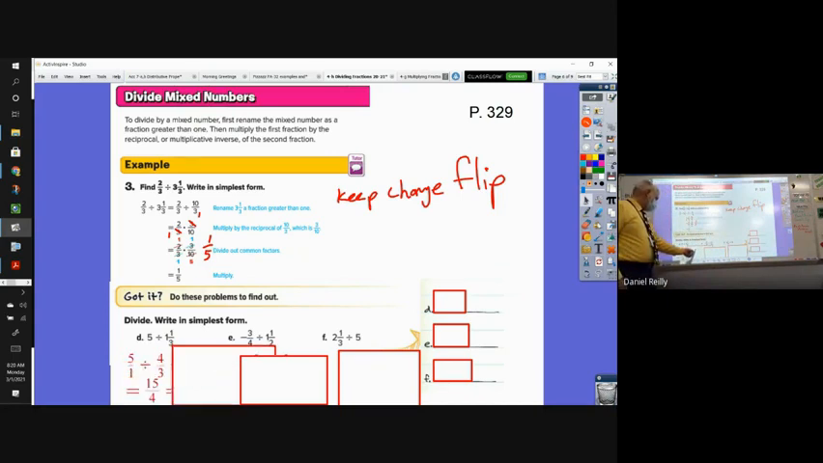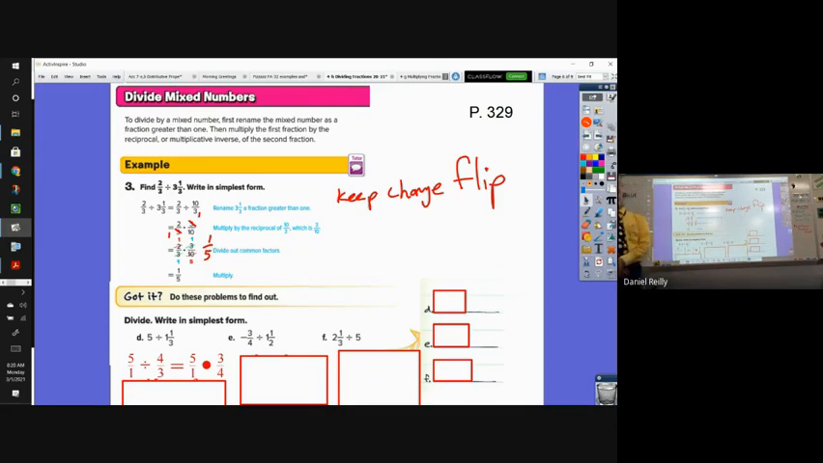Okay. 4 over 3. So then we keep, change, flip. Keep the first fraction, 5. Oh, make it a fraction. Make it 5 over 1, right? Change the division to multiplication. Flip the other fraction. 4/3 becomes 3 over 4.